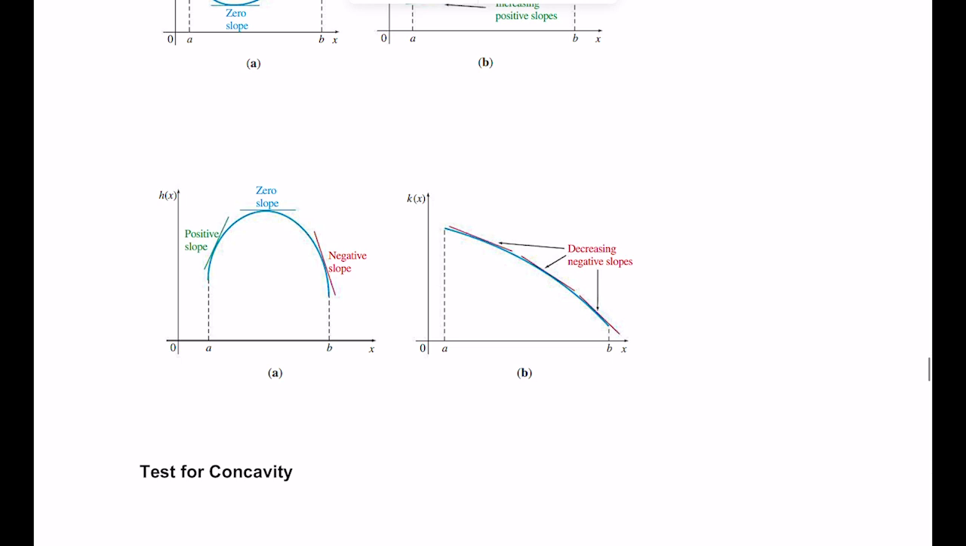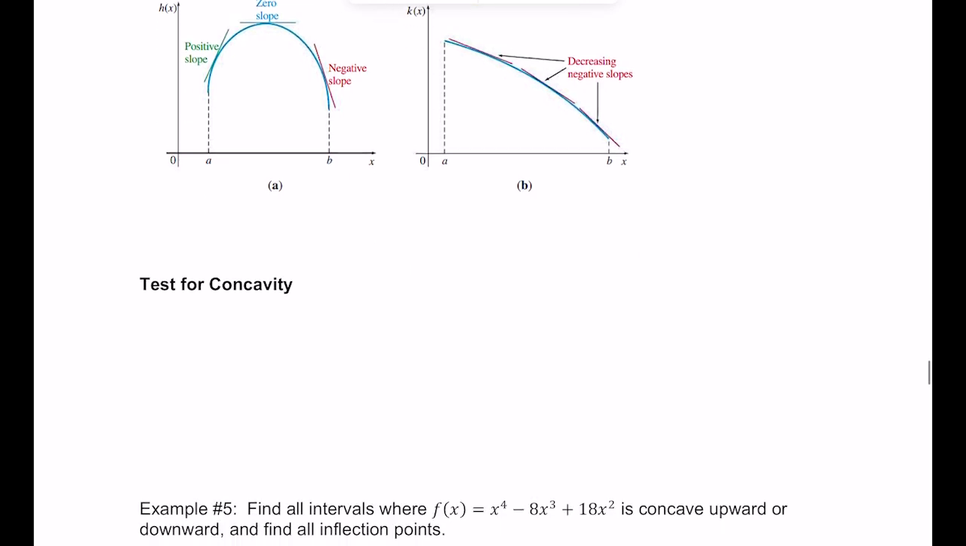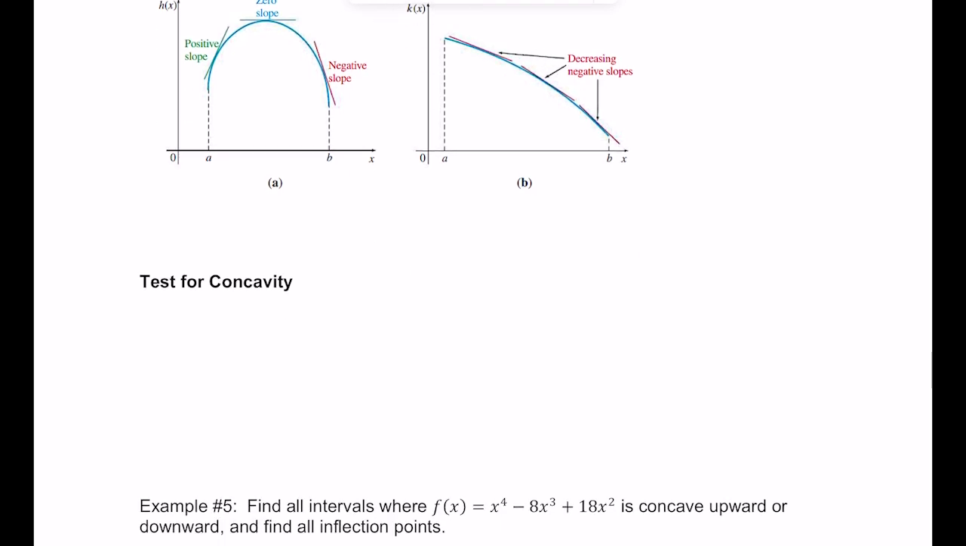And here we can see that we've got, again, positive and negative slopes, zero slopes, decreasing negative slopes. So the function, again, is decreasing, right, if the derivative is negative. And we'll have a function that's concave downward if its second derivative is negative. So concave up, second derivative is positive. Concave down, second derivative is negative. So we have these tests that we use for concavity.